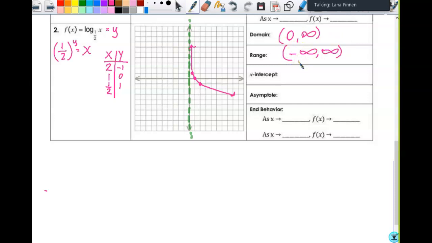The domain can change. The domain will change based on whether or not we translate left or right. My x-intercept, I actually graphed it, so that is at 1, 0. Asymptote is still at x equals 0. The only thing that will affect that is if I have a translation left or right. Then I have my end behavior.